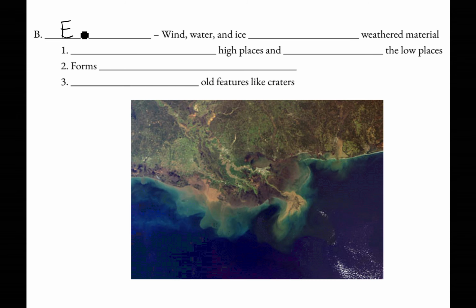Erosion is when we take that weathered material and we move it around with our wind and our water or ice. Okay, so wind, water, and ice can move the weathered material through rivers, through glaciers, winds, dust storms, things like that. So erosion is you're moving it around. And when you move that weathered material around, you're changing the surface. That's what this is all about.